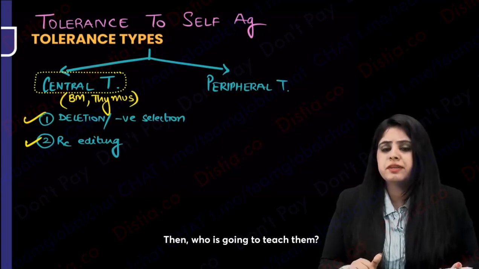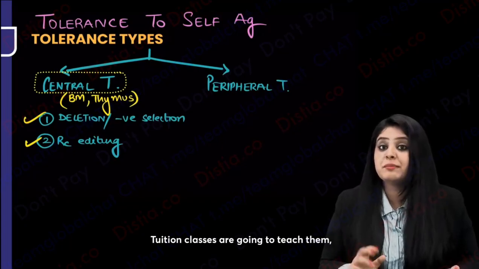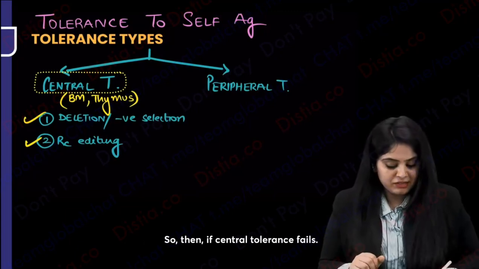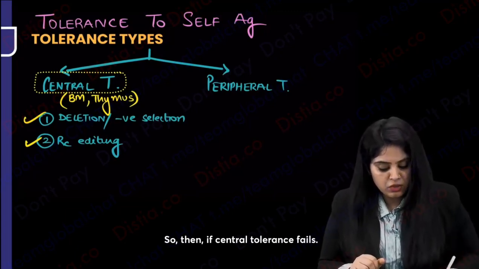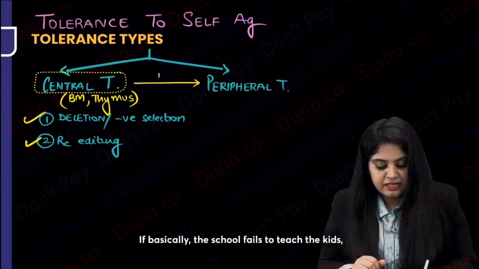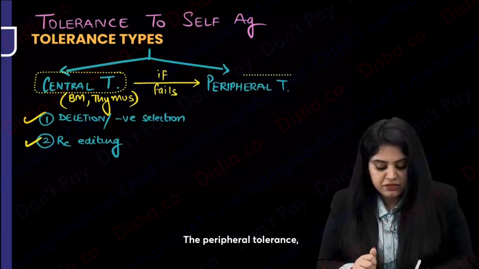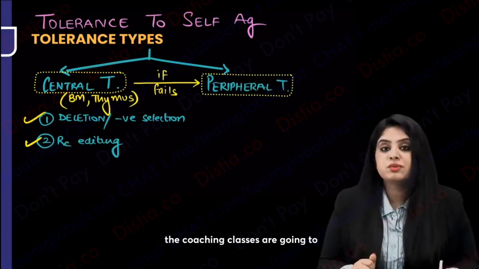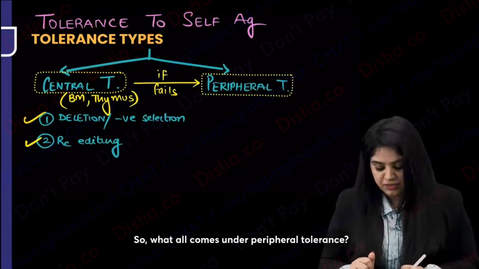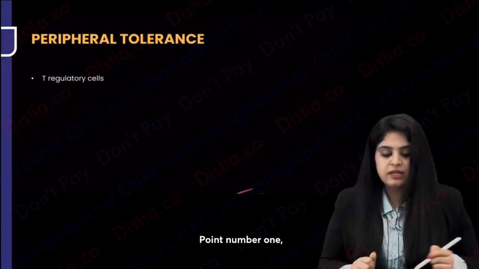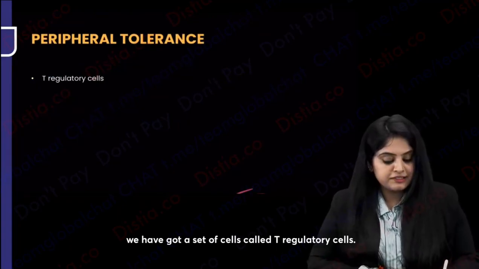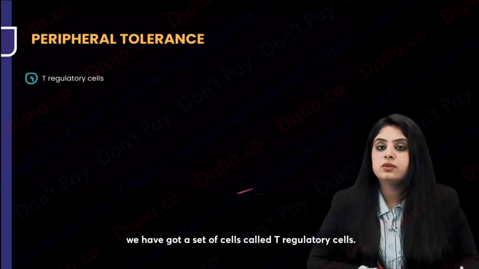Then who is going to teach them? Tuition classes are going to teach them. Coaching classes are going to teach them. So then, if central tolerance fails, if basically the school fails to teach the kids, who is going to teach the B and the T cells? The peripheral tolerance. The coaching classes are going to teach the B and the T cells. So what all comes under peripheral tolerance? Point number one. We've got a set of cells called T regulatory cells.